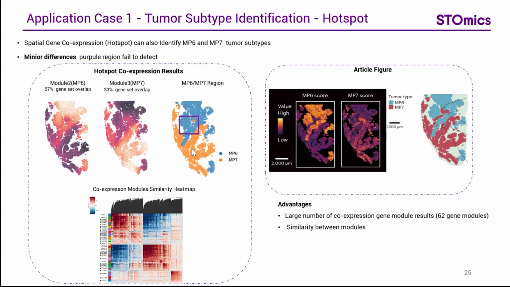We plotted their spatial locations and the partitioning results. The overlap rate of the MP6 gene set is 57%, while the overlap rate of the MP7 gene set is 33%. At the same time, we found the partitioning results to be quite consistent with the results in the article, with only minor differences showing in the purple region. Hotspot also presents the co-expression modules similarity heatmap to help users determine the relationship between modules.